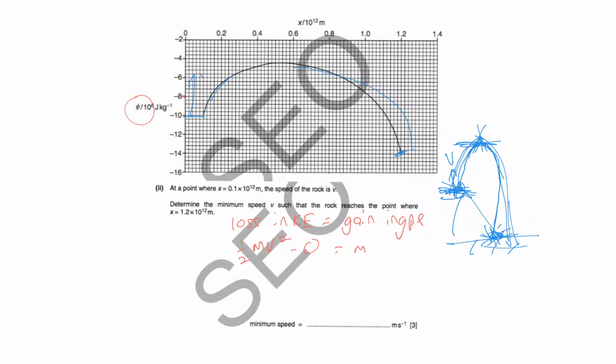So if this value is negative 4.4 and this value was negative 10, the difference will be either negative 4.4 minus negative 10, or you just find the difference in magnitude. 10 minus 4.4 also can, doesn't matter. 10 minus 4.4 will give you 5.6. If you're lazy, you can just put that 5.6. Don't forget the 10 to the power of 8. You can cancel the m and then you can find the speed. If you calculate, you get your speed as 3.3 times 10 to the power of 4 meters per second.